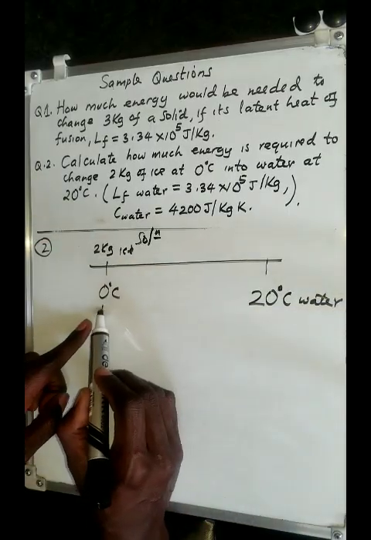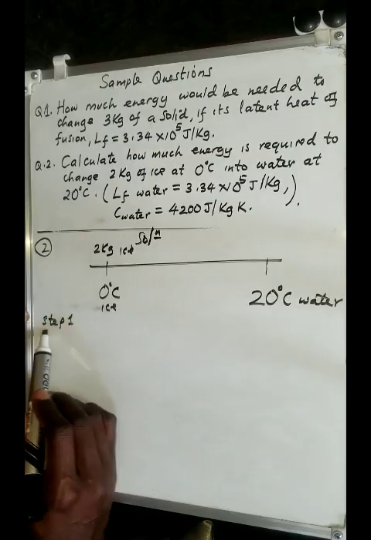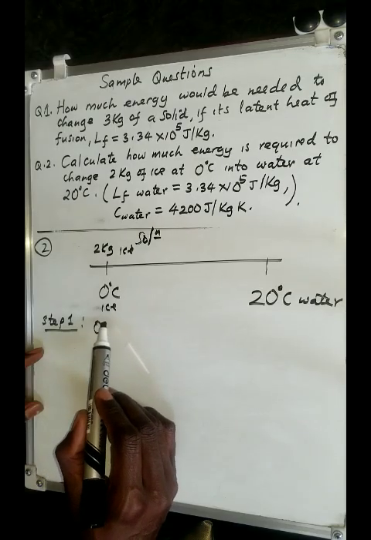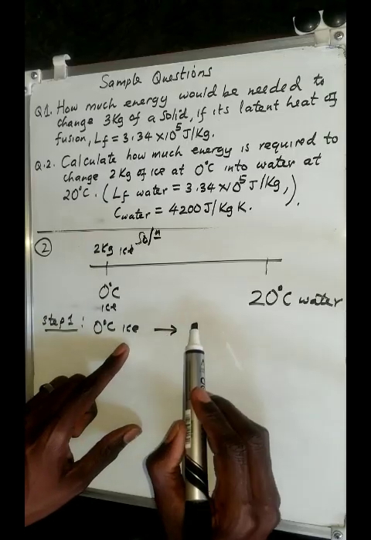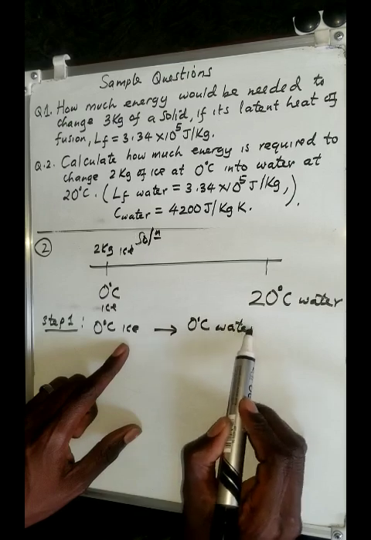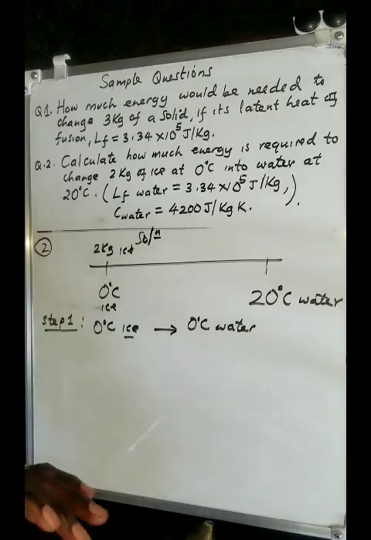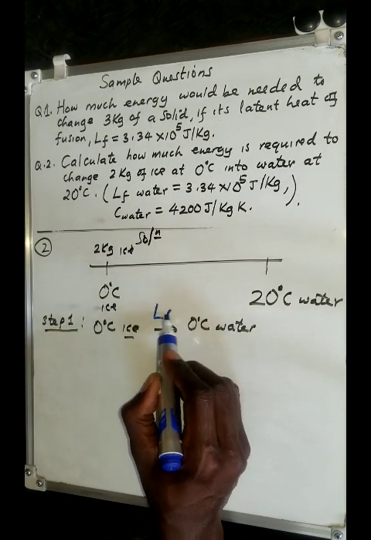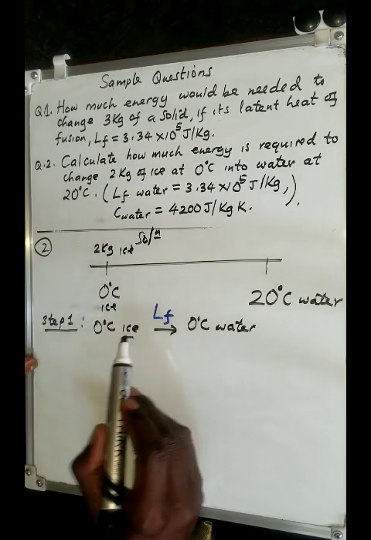Now, if it is ice, in this case, step number 1, you need to know how much energy is needed to convert 0 degrees of ice to 0 degrees of water. And remember, when you're changing from 0 degrees of ice to 0 degrees of water, that is what we are calling the latent heat of fusion. It involves the latent heat of fusion. So how much energy do you need there in this case?